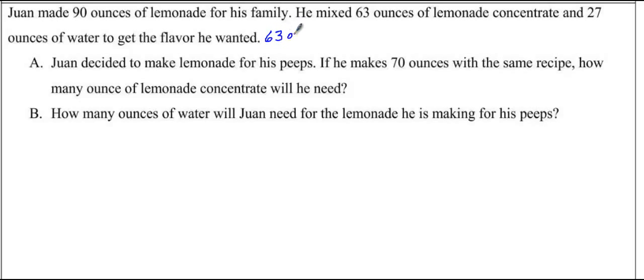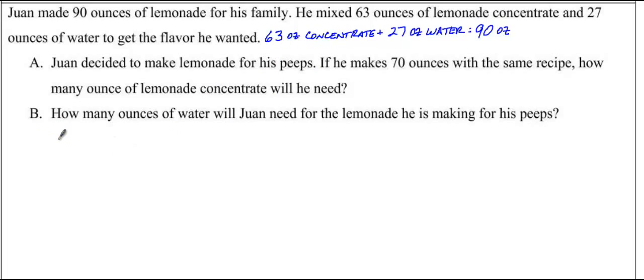So 63 ounces of the concentrate plus 27 ounces of water equal 90 ounces for our total. Now, again, the reason that we write that out, we want to simplify this, and one of the reasons that people don't like word problems is you've got all those extra words in there. So we're taking the information out little by little.